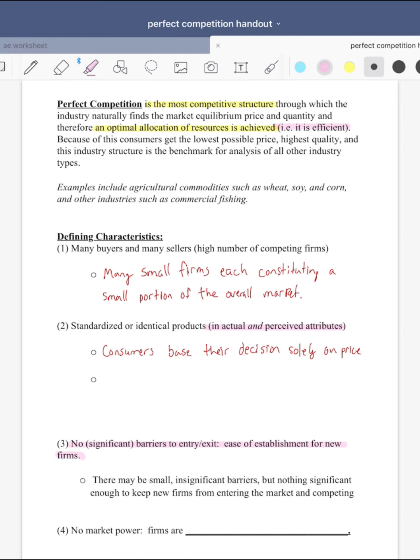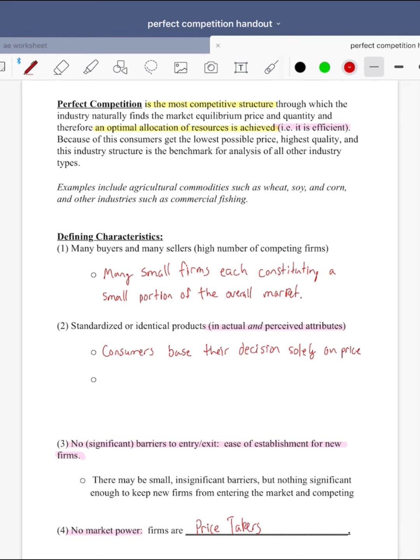Now, in perfect competition, there are no significant barriers to entry or exit. So it's going to be easy, in a sense, for new firms to enter into the market and compete against others. Now, there may be some small, insignificant barriers, but nothing significant enough to keep new firms from entering the market and competing. So there might be some licenses or some startup costs, but once again, nothing too drastic. When barriers to entry are low, new firms are free to compete with existing businesses, which ensures the existence of competitive markets and low prices.